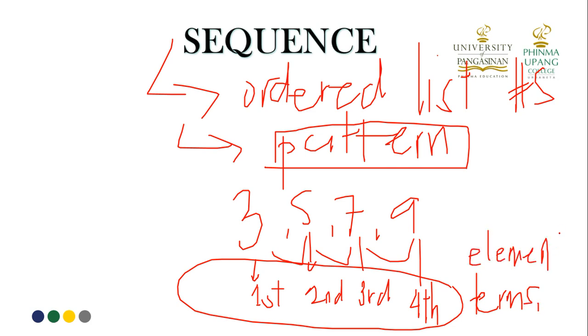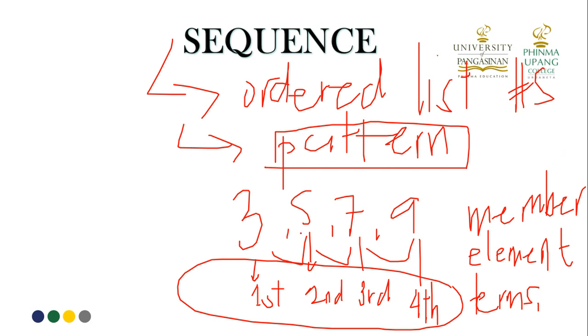Aside from element, what is the last one? Anyone from the class? You please recall. Yes, it's member po. So, tatlo yun. It's member, element, and terms. So, yun po yung tatlong tawag natin sa numbers of a sequence. I repeat. First term, second term, third term, fourth term. That is the member, element, and the terms. Tawag natin yan sa numbers of the sequence.